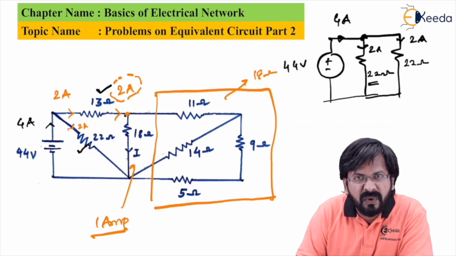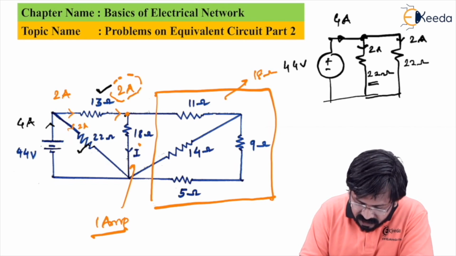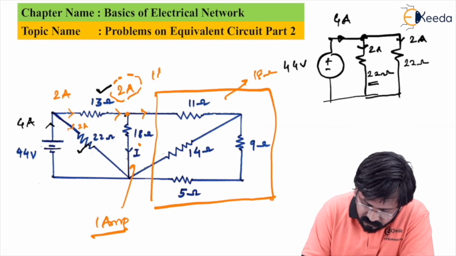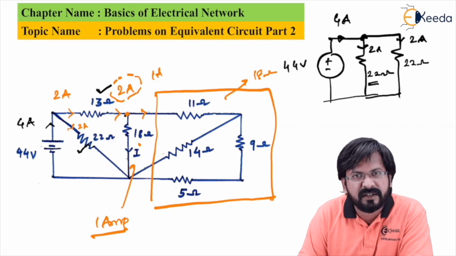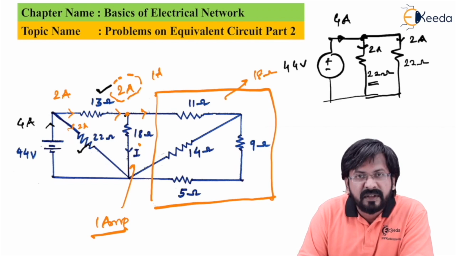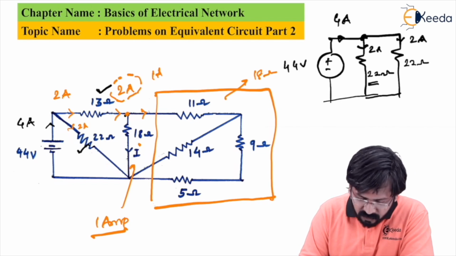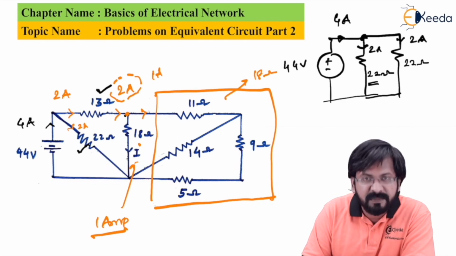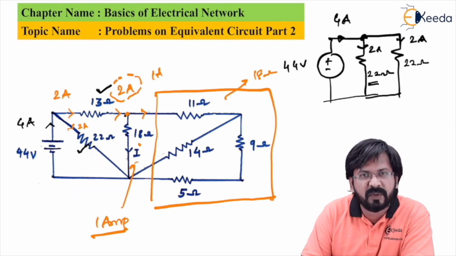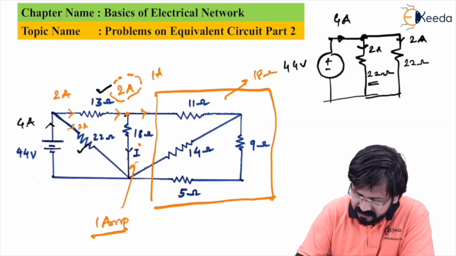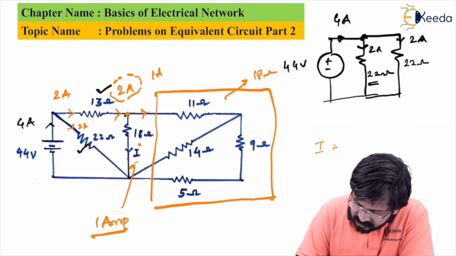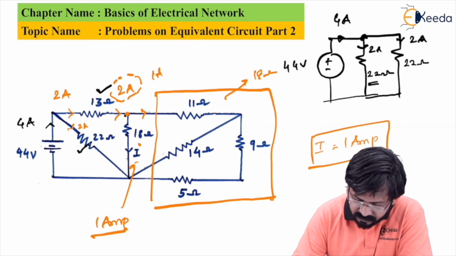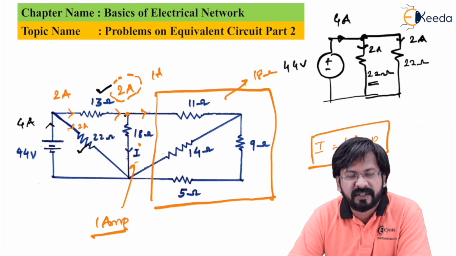1 ampere will flow in this 18 ohms and the remaining 1 ampere will go through rest of the circuit. But then the current that they are asking you is nothing but this I, and by applying simply current division rule, we got this I to be 1 ampere, and that is our answer. So I is equal to 1 ampere is our answer. I'm sure you understood this problem. Now with this, we can start with our next problem.